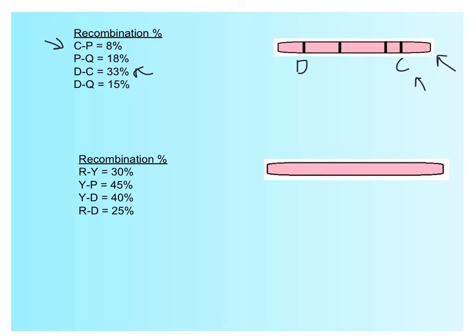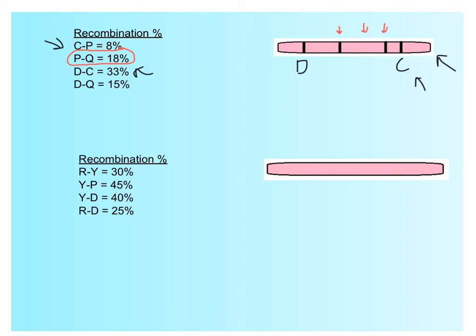Now I'm going to go to this one right here. P and Q get separated from each other during meiosis from crossing over 18% of the time. So that's going to be the second largest distance. I can see that this right here is the second largest distance. C and D is the farthest apart, but that's the second furthest genes away from each other. Question is, where does P go? Is P right here or is P right there?